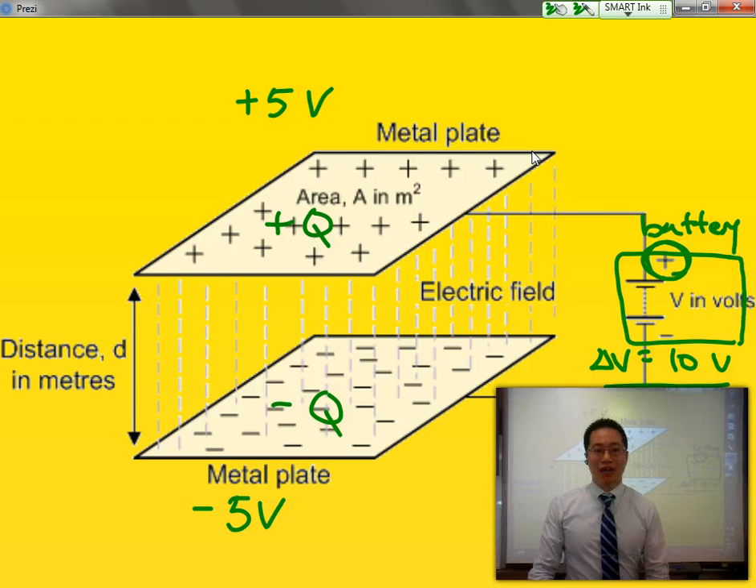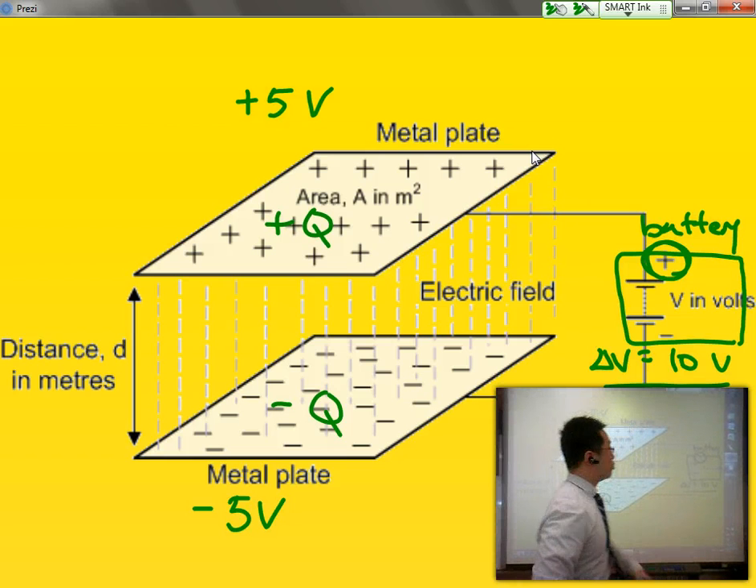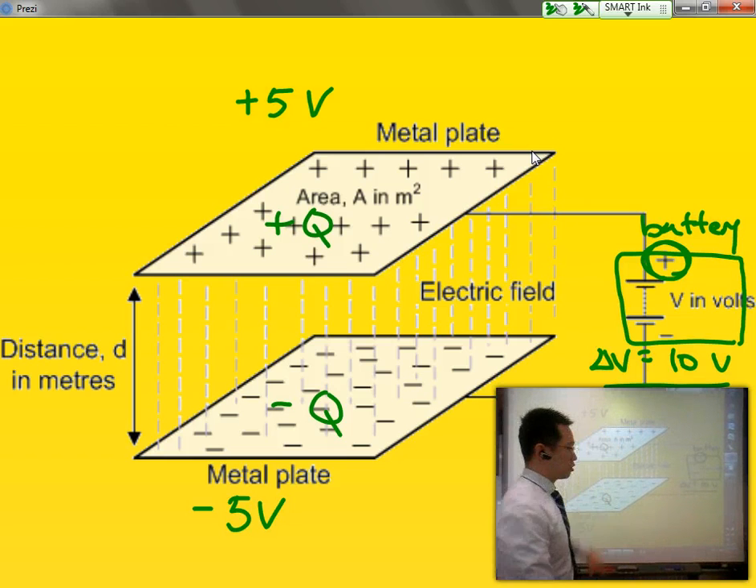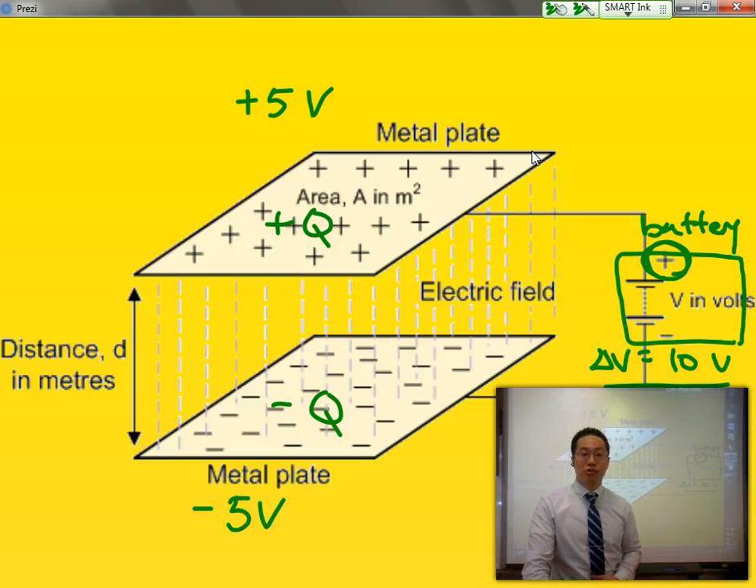What does it mean to have an electric potential? We're going to discuss that more in a moment, but I just want you guys to understand, if you attach a stronger battery to it, you will have a stronger electric potential, and there's a greater potential difference.